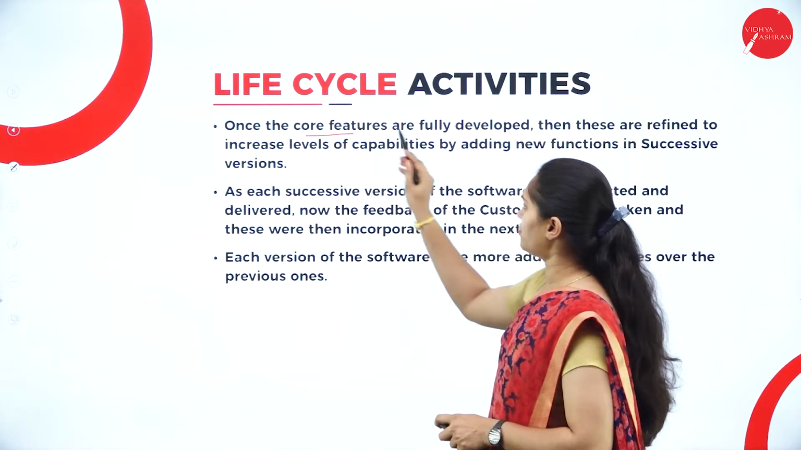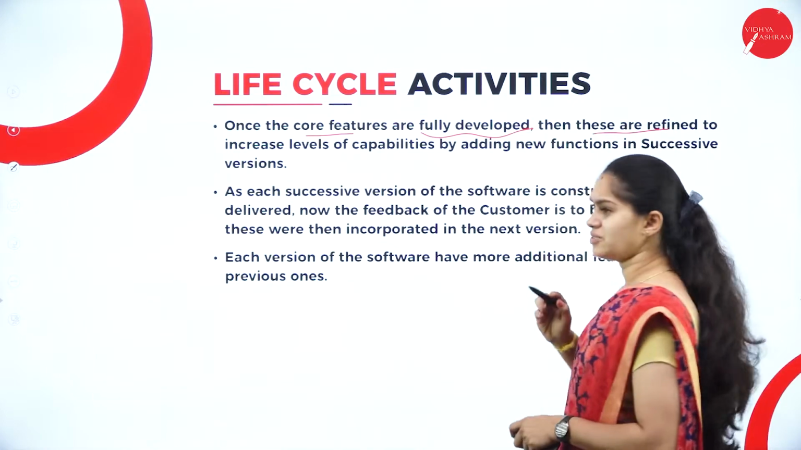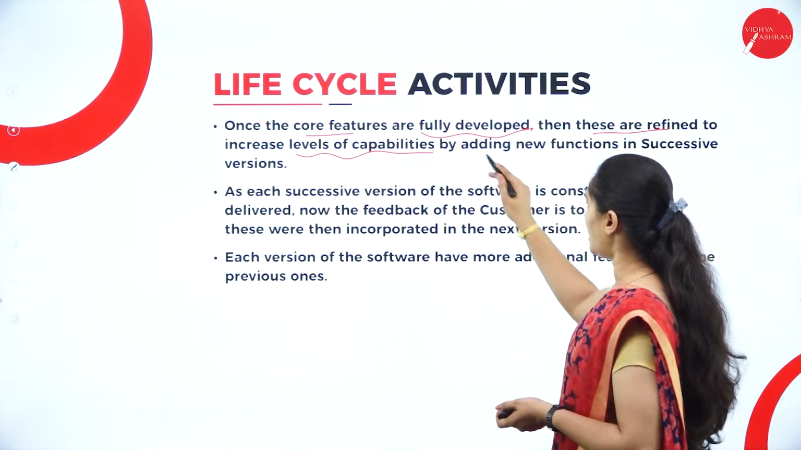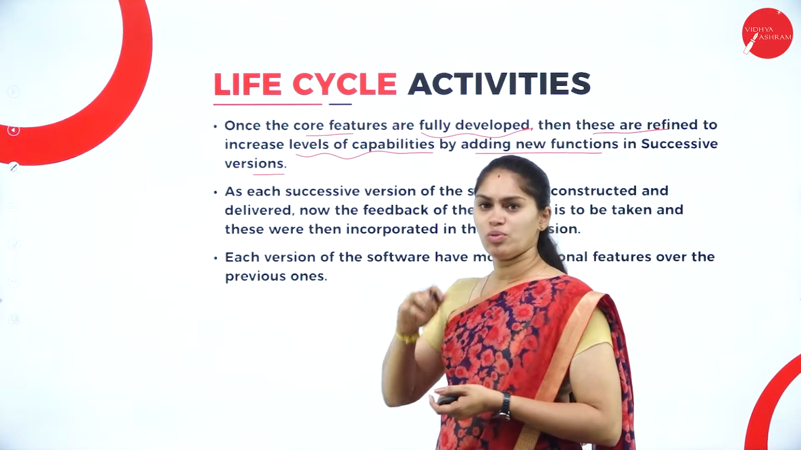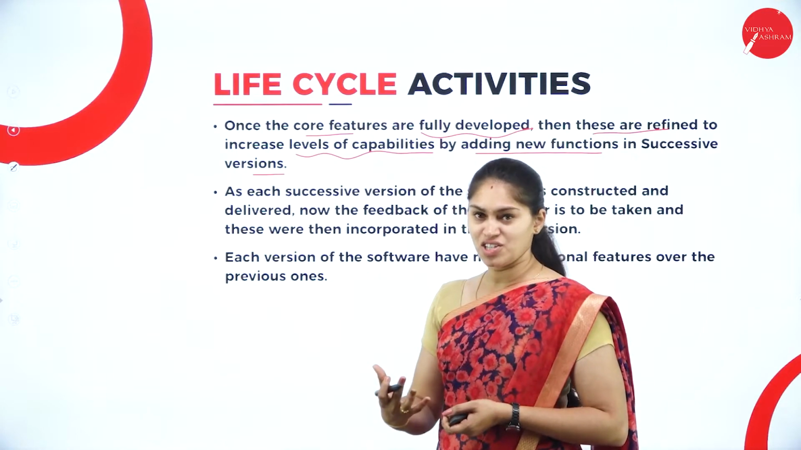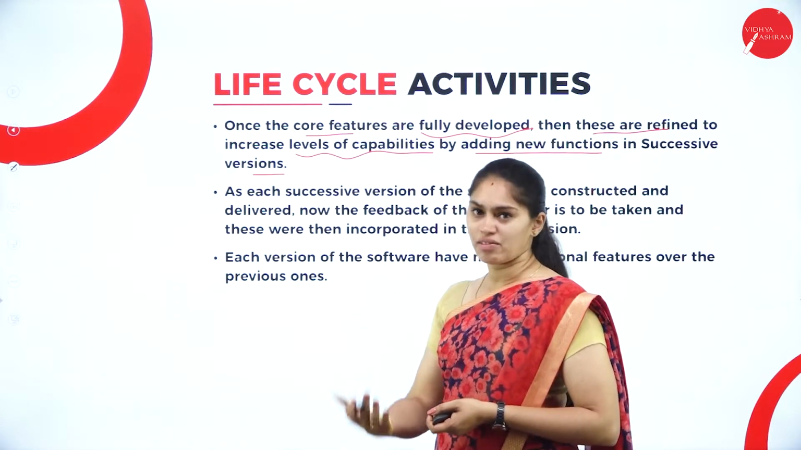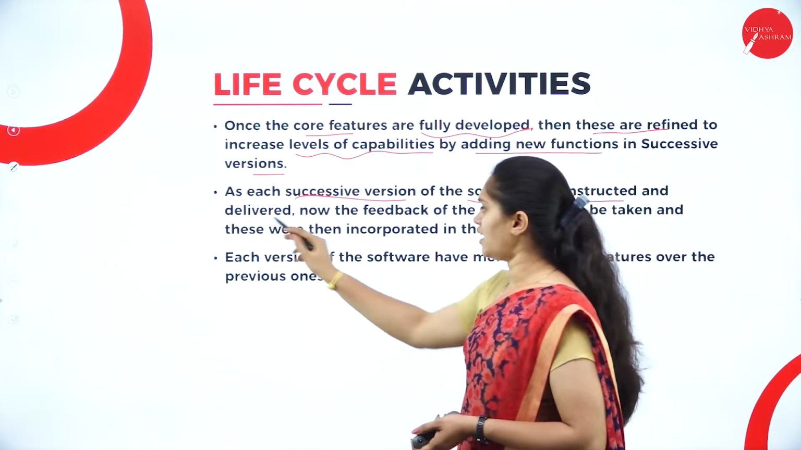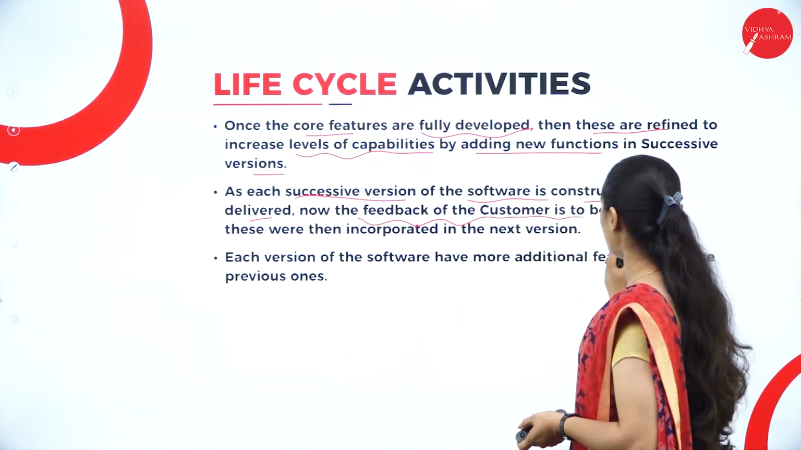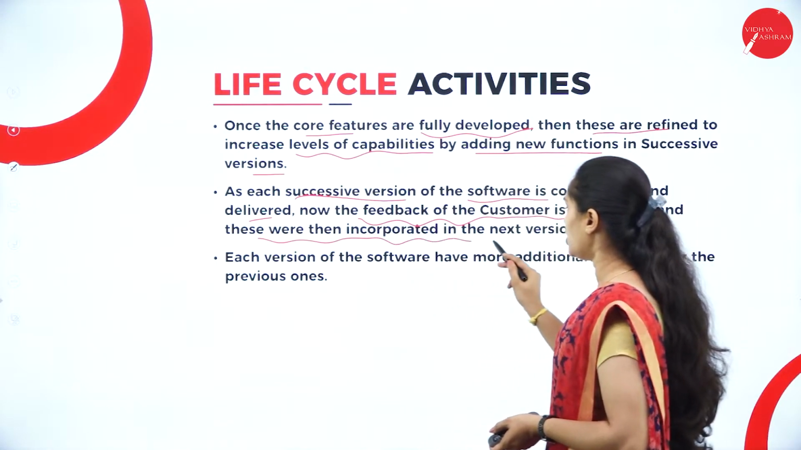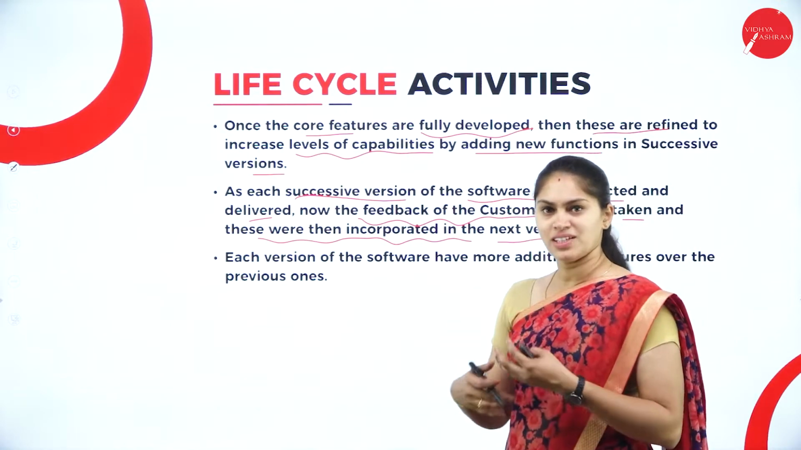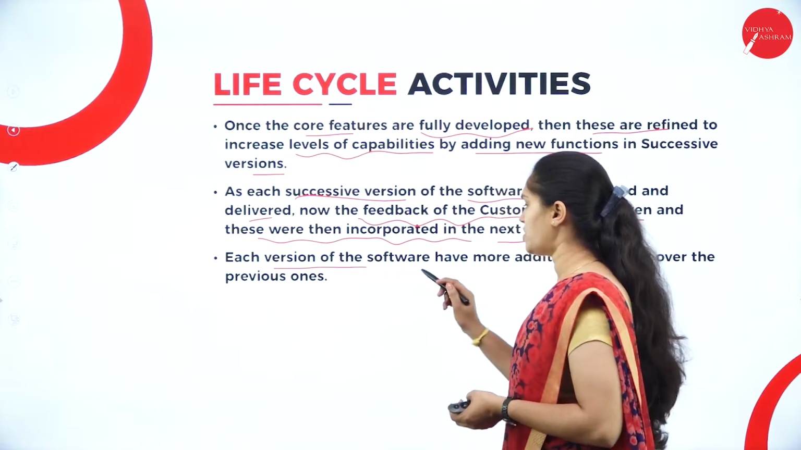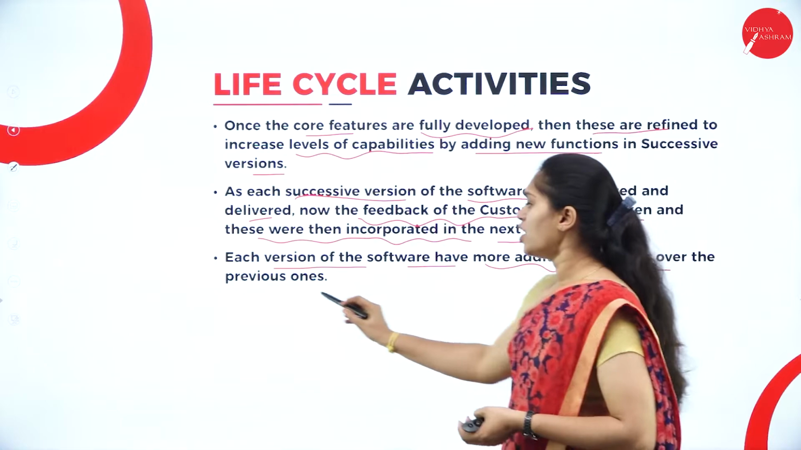So once the core features are fully developed, then all these will be refined in order to increase the capabilities of the system. By adding a new function in the successive version, we can have more efficiency, and it will be more effective for usage. So each successive version of the software is constructed and delivered. Now the feedback of the customer is taken and incorporated in the next version. After the successive development of each phase, it reaches the customer, so that each version of the software has more additional features over the previous one.